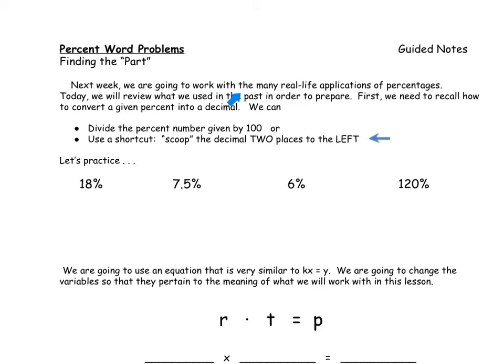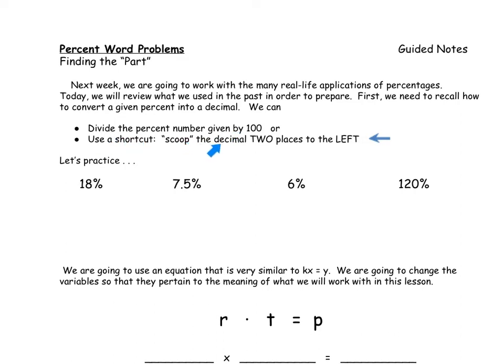Next week, we're going to work with many real-life applications of percentages. Today, we'll review what we used in the past in order to prepare. First, we need to recall how to convert a given percent into a decimal. We can use one of two ways. We can divide the percent number given by 100, or we can use a shortcut.